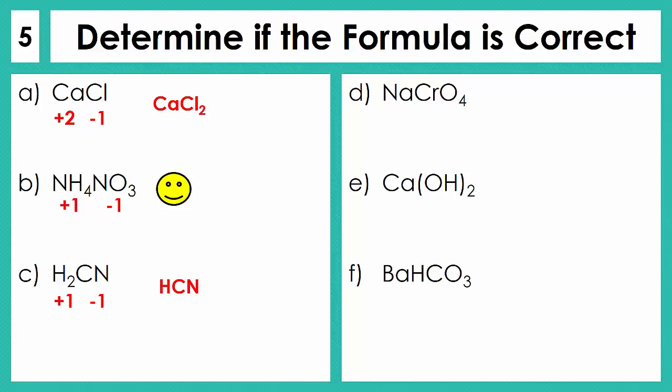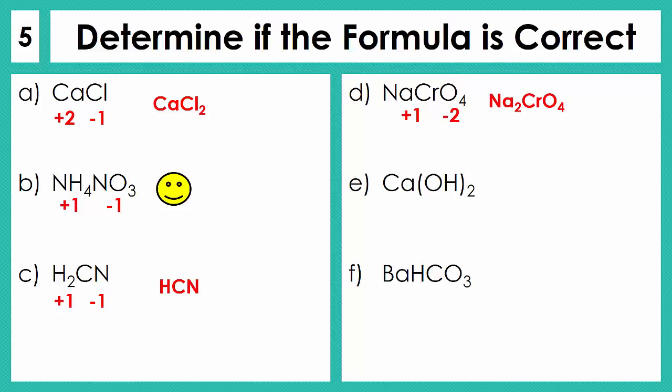Next I have sodium, chromium, and oxygen. So there's a polyatomic ion in there, that's chromate. So sodium is plus 1 and chromate is minus 2. So this doesn't work. I need 1 more sodium, 2 sodiums for every chromate.